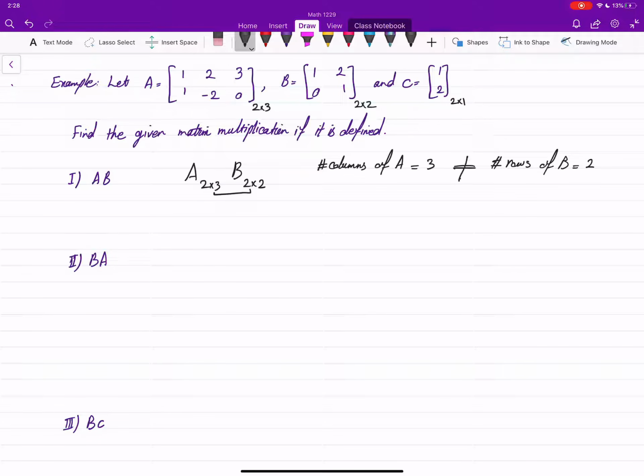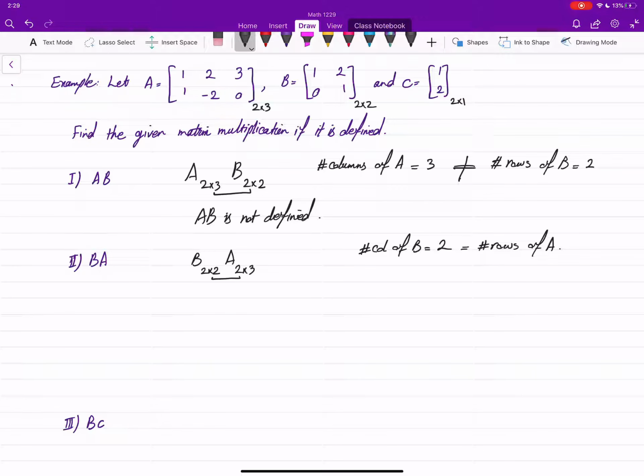These two are not equal, that means that AB is not defined. And that's it. It's not defined and we cannot compute it. We cannot compute anything. How about BA? Well, B is a 2 by 2 and A is 2 by 3. Two close by entries are the same. That's very nice. That means that the number of columns of the first matrix, which is B in this case, equals the number of rows of the second one, which is A.